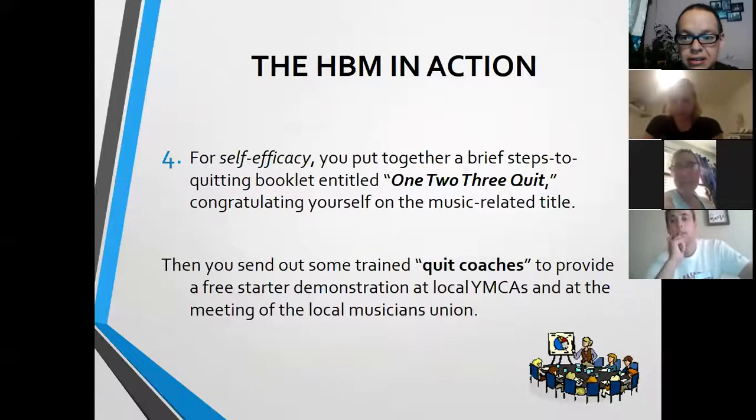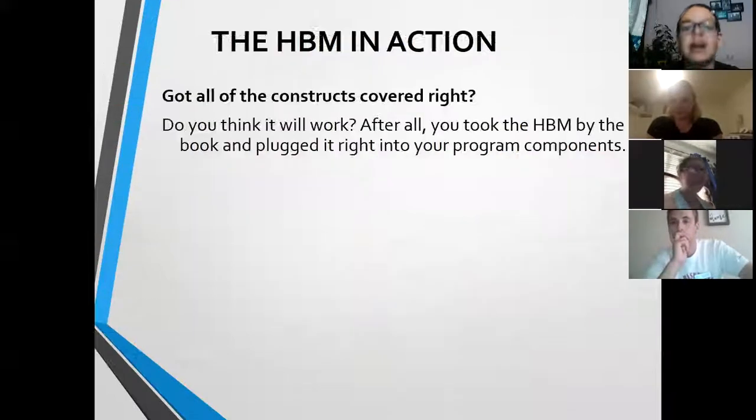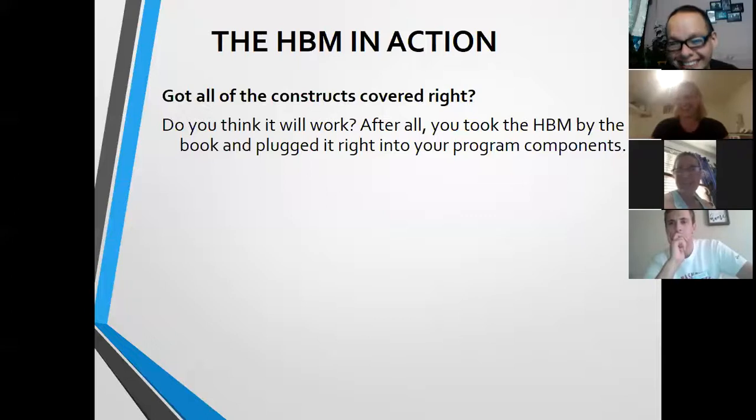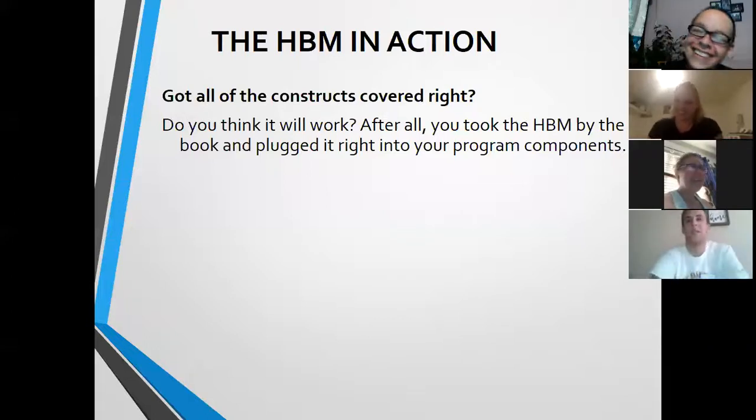We got to see the next slide. Okay. It says, got all of the constructs covered, right? What do you think? Do you think it will work? Yeah, no. I think this one was, and I think that was kind of the point, right? That we should see this and be like, they did some weird things here. Yeah, good setup there.